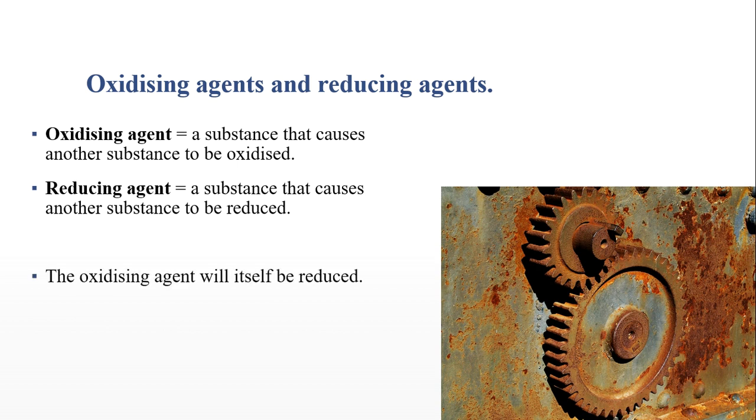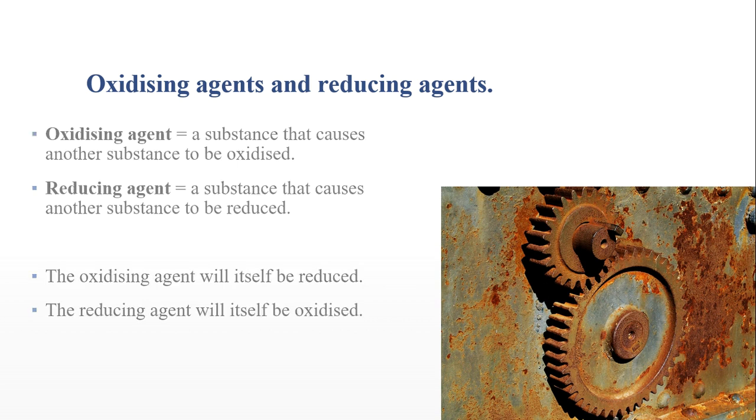The oxidizing agent will itself be reduced, right? If it forces something to be oxidized, well, then it must take those electrons for itself, and the reducing agent will itself be oxidized. So whenever something is oxidized, you know that it's also a reducing agent, and whenever something is reduced, you know that it is an oxidizing agent. Don't blame me for the terminology. This is standard in chemistry, so we have to learn it.